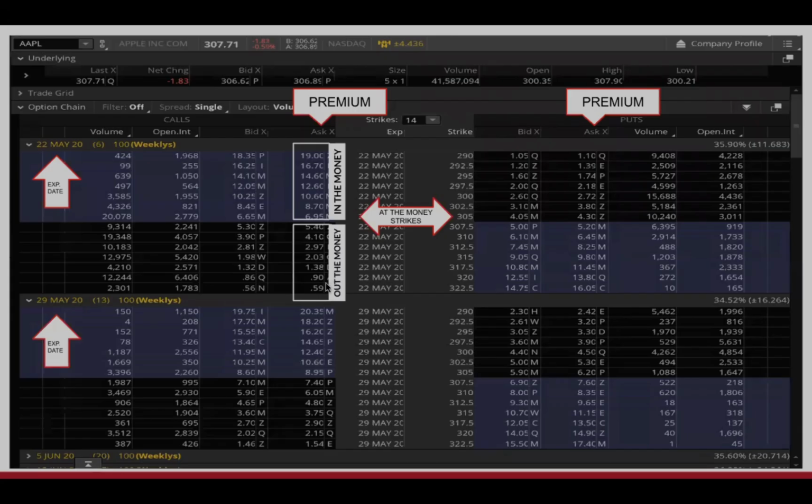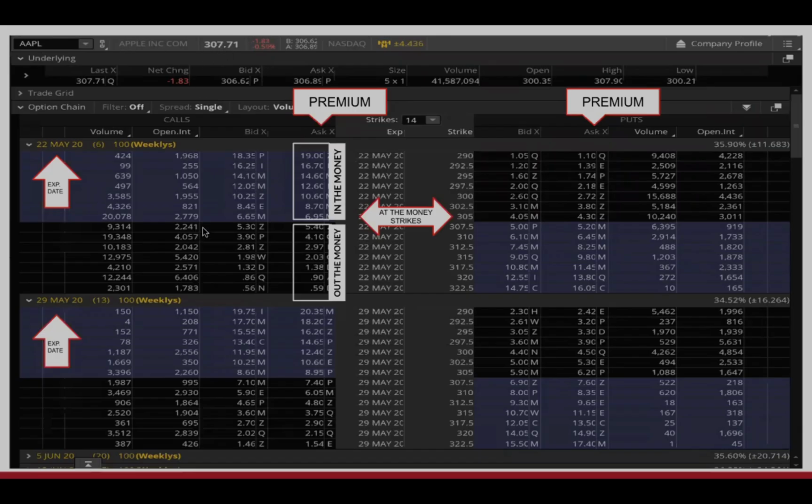And this is what a lot of people don't realize. All of these options move. If this stock moves up $1, all of these options go up in value. All of them. If the stock price goes up $5, every single one of them goes up. If the stock price goes down $5, all the options are going to go down in value.